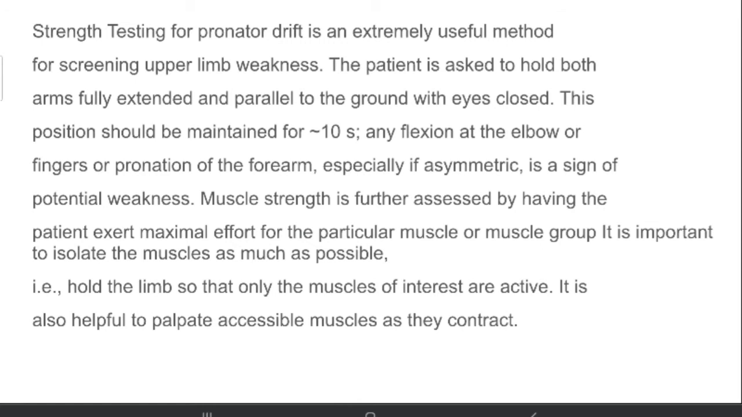Muscle strength is further assessed by having the patient exert maximal effort for particular muscles or muscle groups. It is important to isolate the muscle as much as possible, so we hold the limb so that only the muscle of interest is active. It is also helpful to palpate accessible muscles as they contract. With this test we can look for weakness. So this is the method for doing the pronator drift test. If there is weakness, how can we grade it?